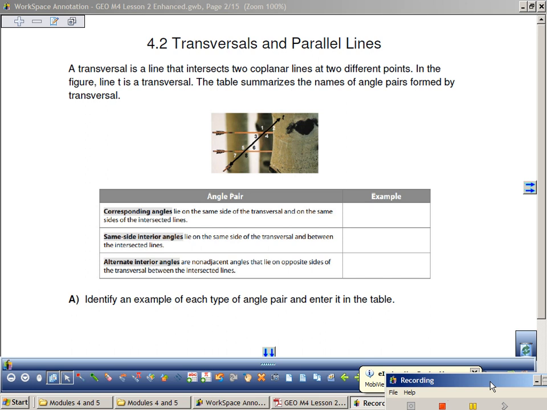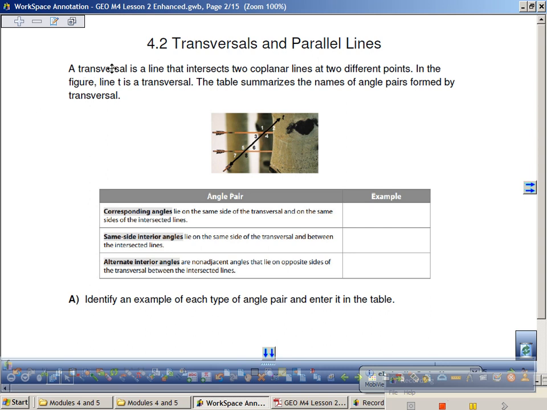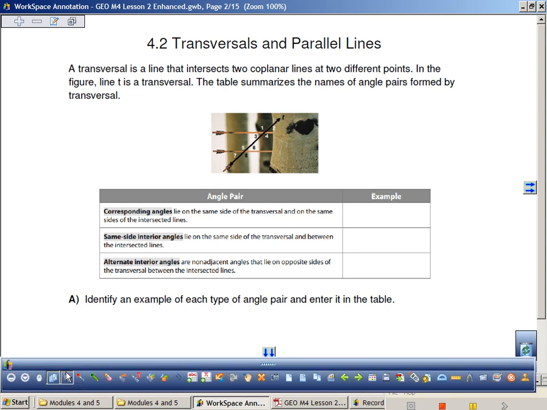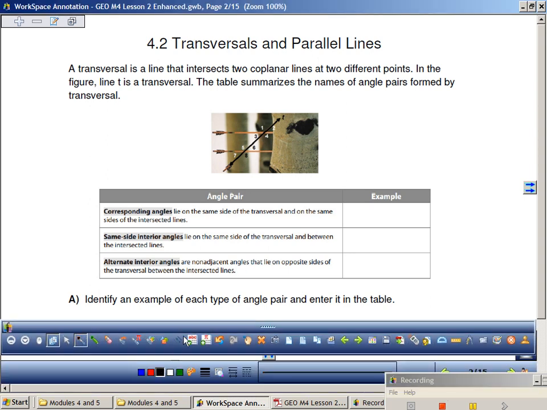All right, so first of all, a transversal. A transversal is something that travels through two parallel lines. So here in the picture, our transversal is the one that's going into the tree at an angle. So a transversal is a line that intersects two coplanar lines at two different points. In the figure, line T is a transversal. The table summarizes the names of angle pairs formed by a transversal. So let's talk about these angle pairs.